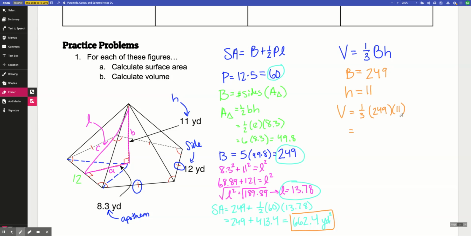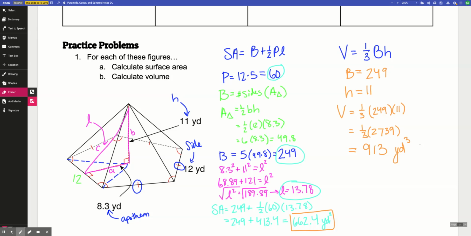So 249 times 11, I still have my 1/3 here. 249 times 11 is 2,739. Okay, and then the last thing I need to do is take this large number and divide it by 3. That's what that 1/3 means out in front. So when I do that, I get 913, and then I need my units. So it would be yards again, but it would be yards cubed this time, right? Because I'm dealing with a volume, all right?